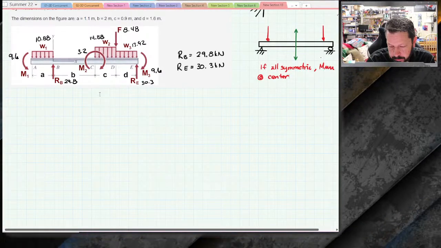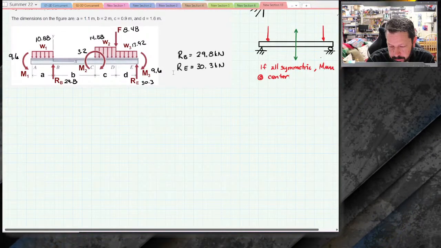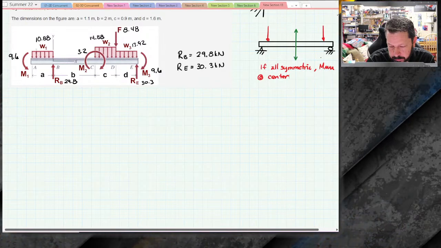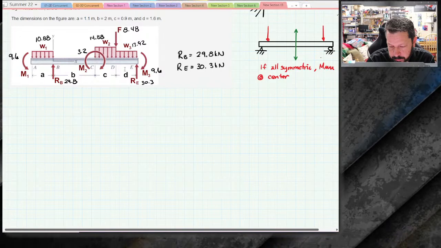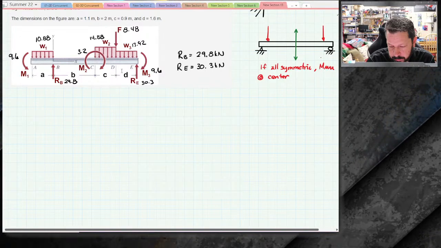Let's draw this one. This is definitely not either of those cases. It has a cantilevered section right here, AB, but it definitely doesn't have symmetry. So it's going to be one where we have to draw the shear and bending diagram.